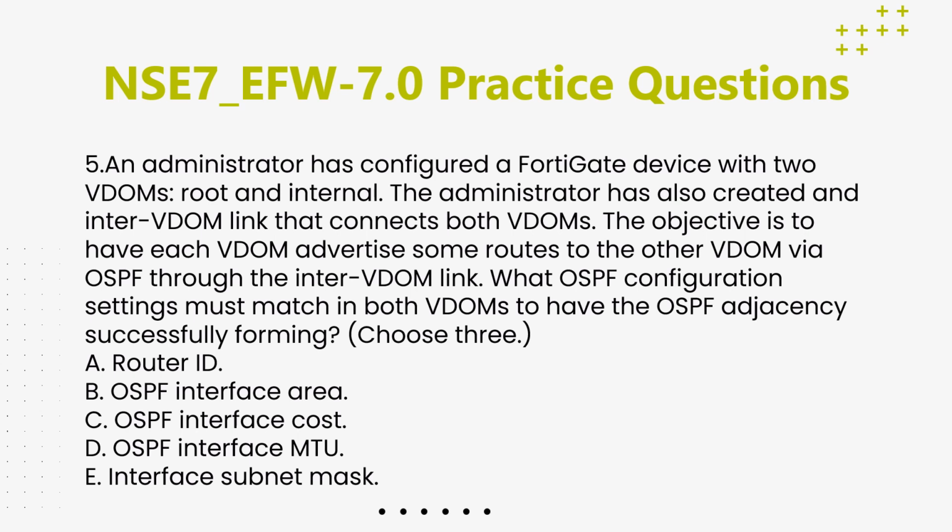5. An administrator has configured a FortiGate device with two VDOMs, root and internal. The administrator has also created an inter-VDOM link that connects both VDOMs. The objective is to have each VDOM advertise some routes to the other VDOM via OSPF through the inter-VDOM link. What OSPF configuration settings must match in both VDOMs to have the OSPF adjacency successfully forming?